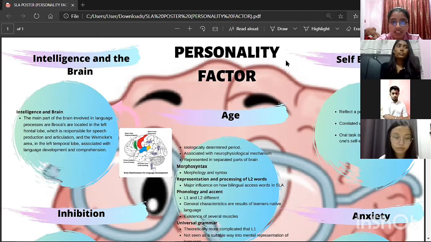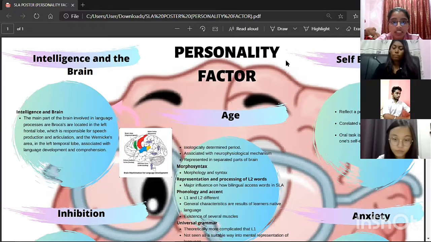For phonology and accent, phonology of first language and second language is completely different. General characteristics of second language, such as slower speech rate and lower proficiency than native speakers, come from the interaction between non-native speakers' first and second language. Existence of several muscles such as throat, larynx, mouth, lips, tongue, and etc. are used in articulation of human speech. And also a tremendous degree of muscular control is required to achieve the fluency of a native speaker when a non-native speaker acquires a language.